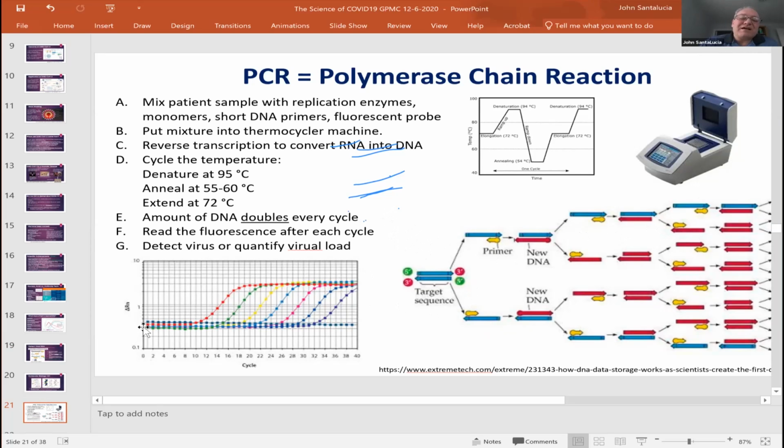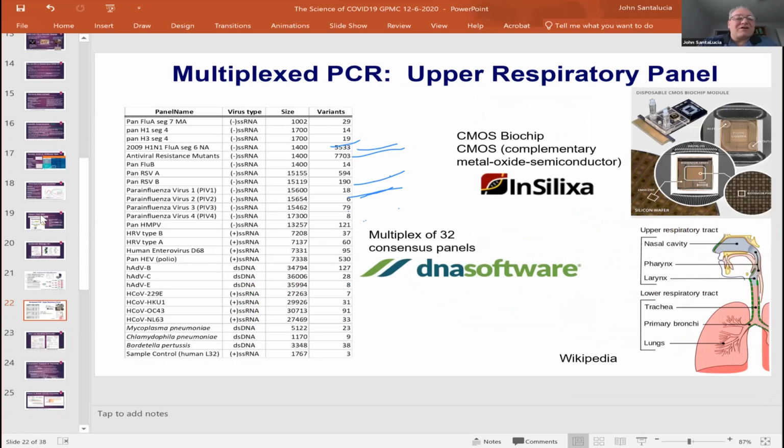This method exponentially amplifies the amount of DNA, and then that DNA can be detected by fluorescence. And so if you see DNA amplification occur, then you had the virus. Okay, so I'll skip this stuff about multiplex PCR just to get into some of the other topics here.